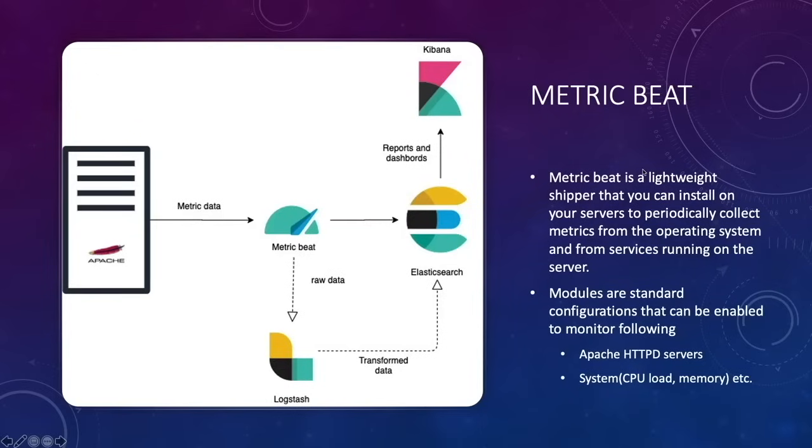System metric data is fed to Elasticsearch using a beat called Metricbeat, which is a lightweight shipper that you can install on your server to periodically collect metrics from the operating system and from the services running on that server. It takes these metrics and statistics and ships them to the output of your choice. For example, it could be Logstash or Elasticsearch.